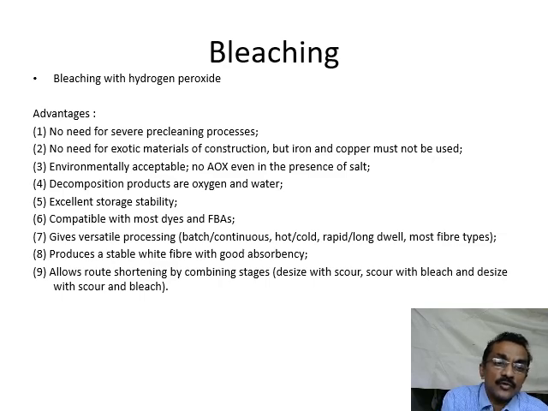It allows route shortening by combining stages. Many times, one bath desizing, scouring and bleaching, or one bath scouring and bleaching. These processes are possible only with hydrogen peroxide bleaching, because in this case the temperature taken can be utilized not only for the bleaching but along with the scouring also. Only by increasing the amount of alkali in the bath can we go for the combination processes.